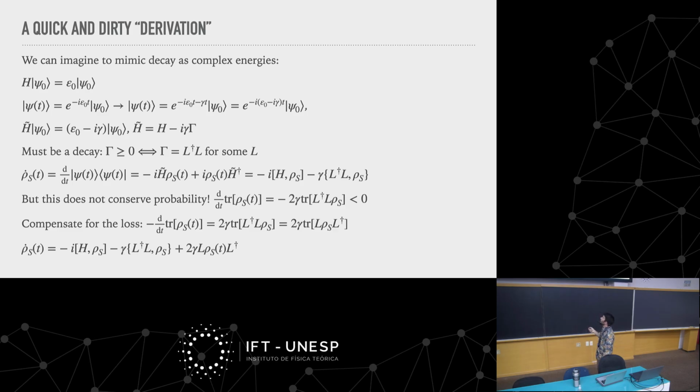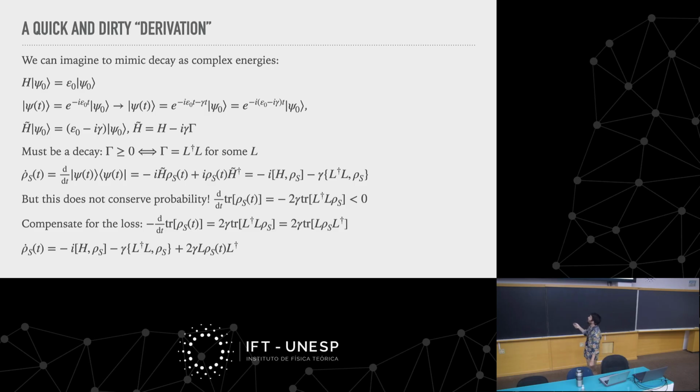Now, you can always write a positive operator as a product of this kind for some L. This decomposition is not unique, but this is not a problem in what I want to say. And then you can write down the master equation for this process, and you get this commutator term, which is the usual unitary dynamics, and then this anti-commutator, which embodies decay.